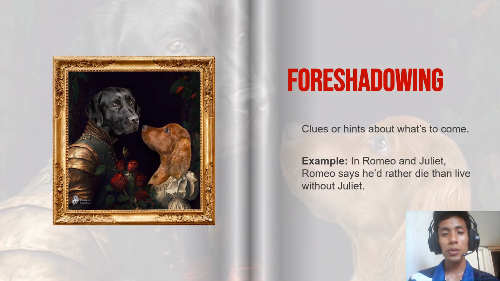Next is what we call foreshadowing. So what is foreshadowing? Foreshadowing are clues or hints about what's to come. An example for this is the story of Romeo and Juliet. In the story, Romeo says that he'd rather die than live without Juliet.